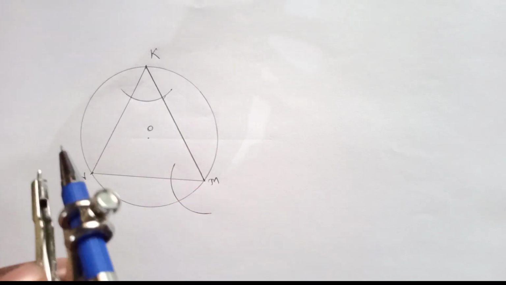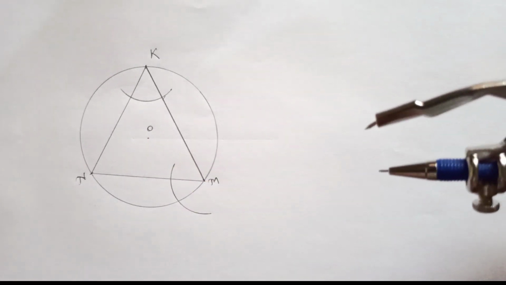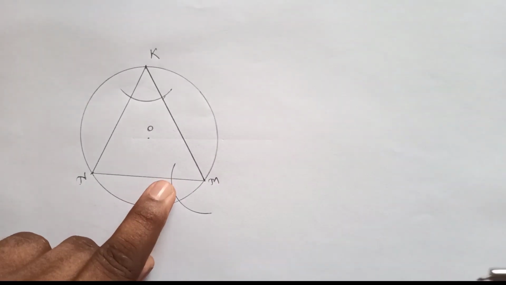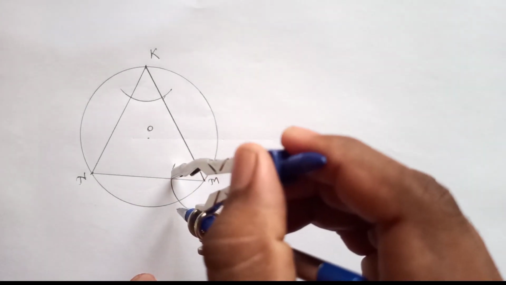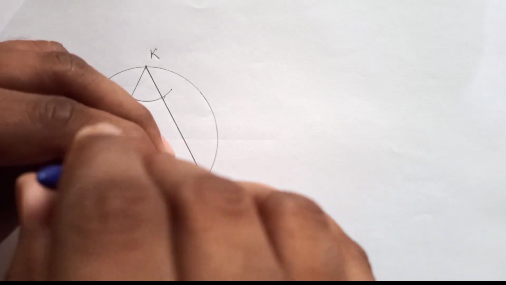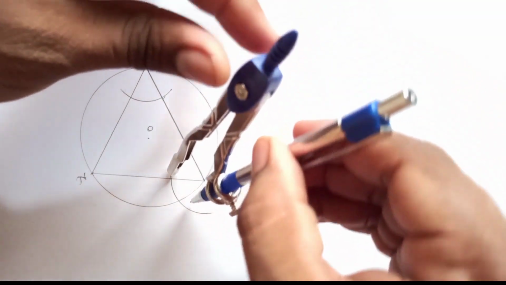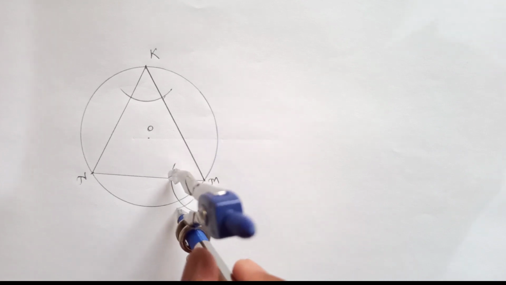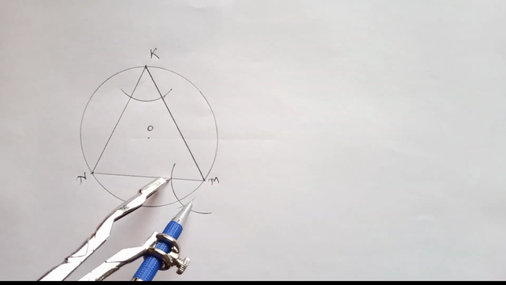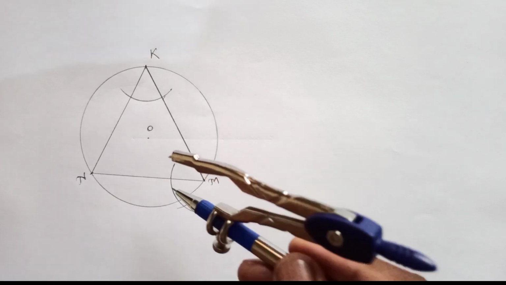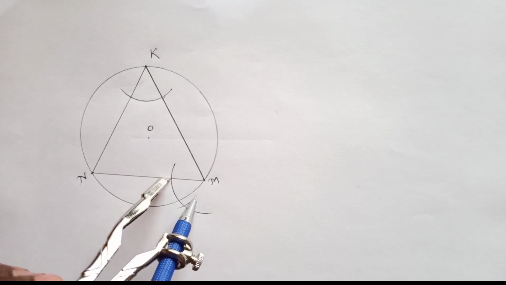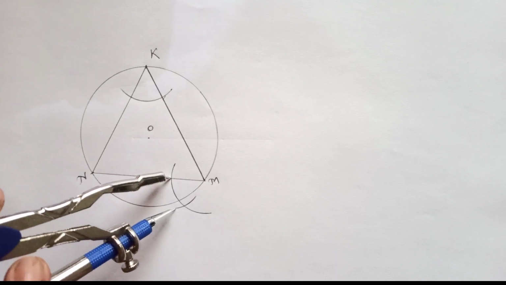Okay, now with the same distance we will keep that compass here. Okay, now this is the point and intersect that arc. Look at this arc. Okay, how can we intersect? First, this is the first arc. Now keeping on this point of intersection, intersect the first arc.